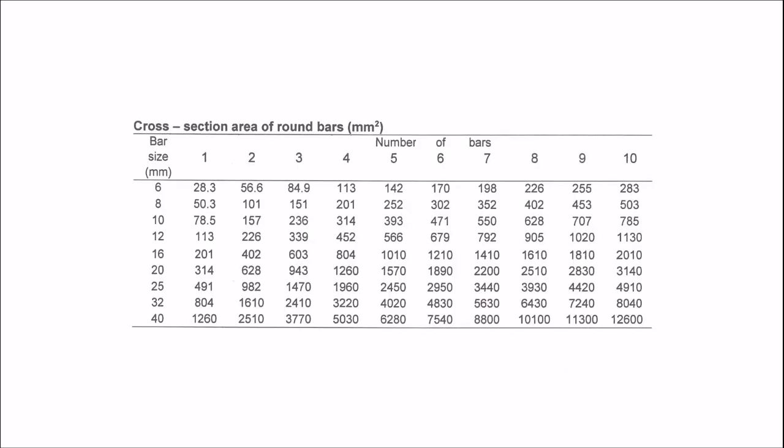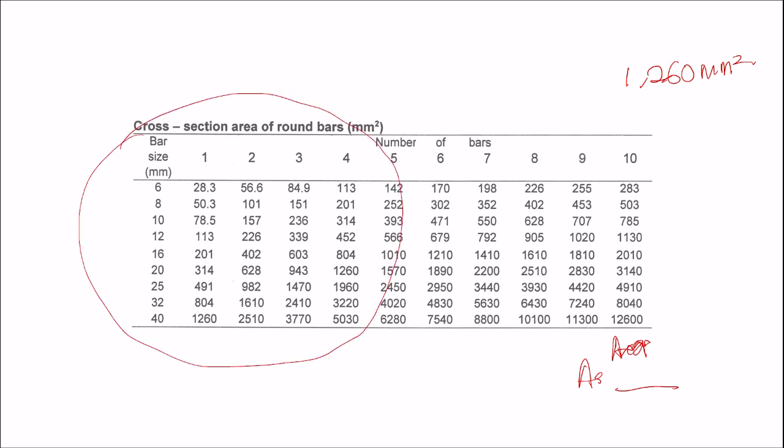Bila you dah kira AS, then you dah dapatlah the area of the steel. The area ni, kita nak tahu berapa banyak steel bar yang you nak pakai. For example, you dapat 1260 mm². So you going to look at this value. Ada tak yang 1260? Ada. So kalau ada, you can just pakai 4 numbers of bar T, which is ini high tensile.